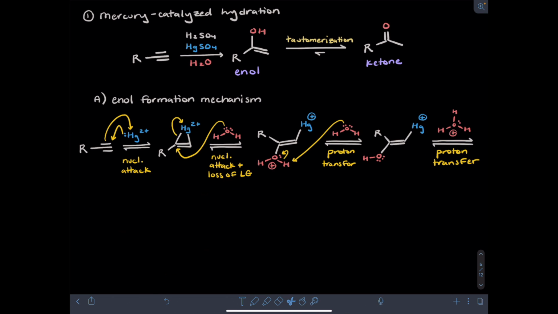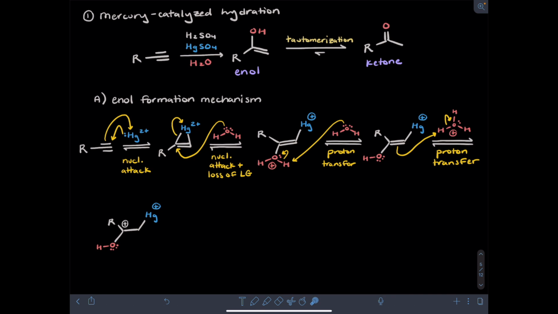The next step of the mechanism is going to be a proton transfer. I'm going to use the pi bond of the alkene as the base here, and H3O+ will serve as the acid. I'll take the pi bond as the base to the proton and break the oxygen-hydrogen bond. I would add the new proton to the carbon with the mercury attached to it, so that I form a carbocation adjacent to the oxygen with lone pairs.